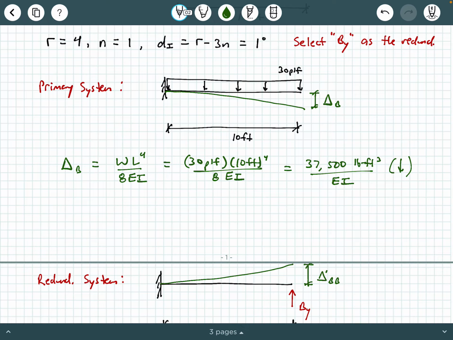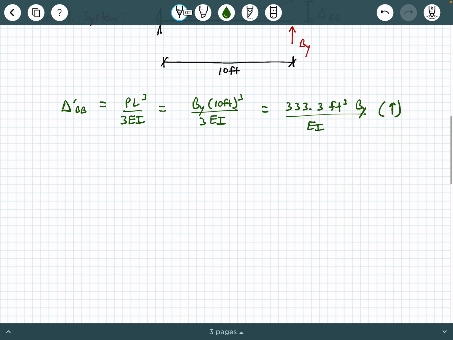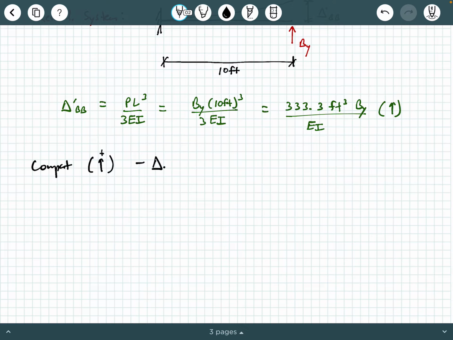So one of them is deflecting down while the other is deflecting up, and so we have to account for this when we write out our compatibility equation. So that's what I'm going to do next. I'm going to say my compatibility equation is defined when things pointing up are positive, and that's going to give me negative delta B, because that was deflecting downwards, plus delta prime BB equals 0.